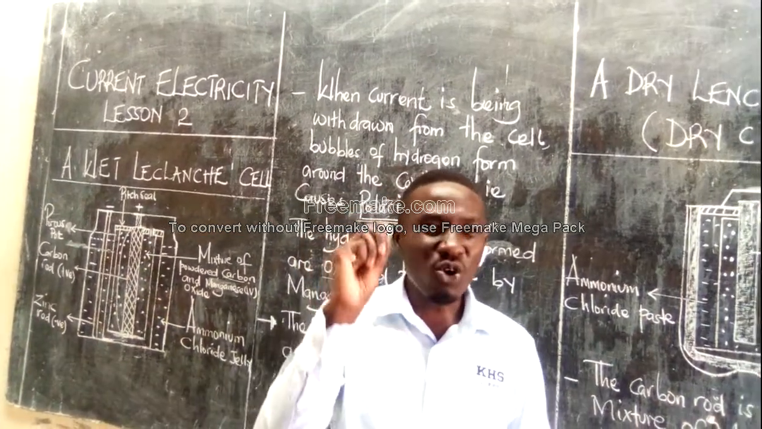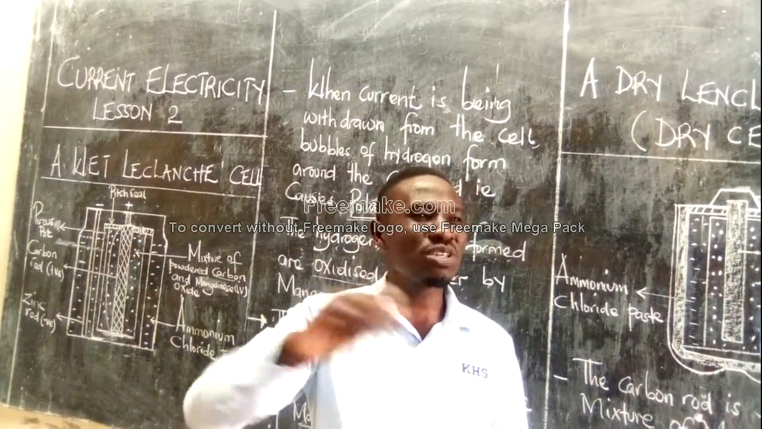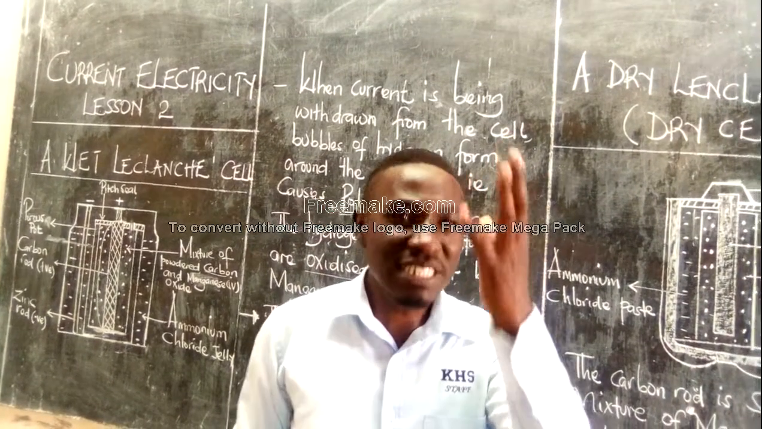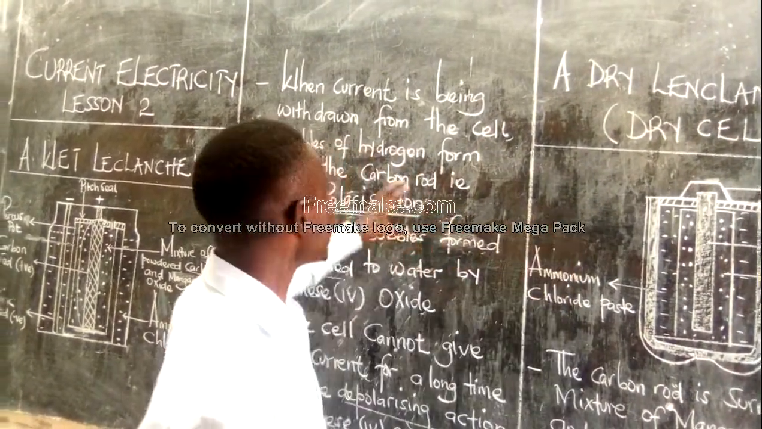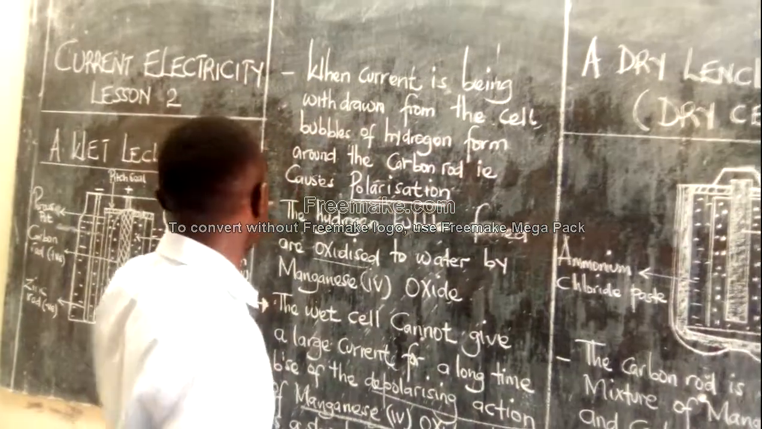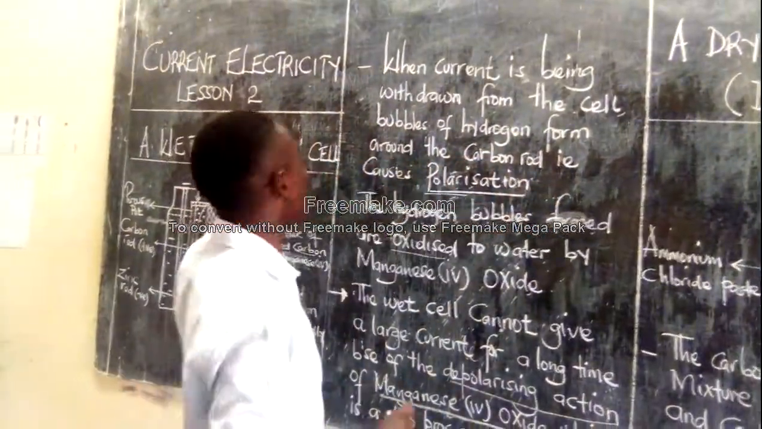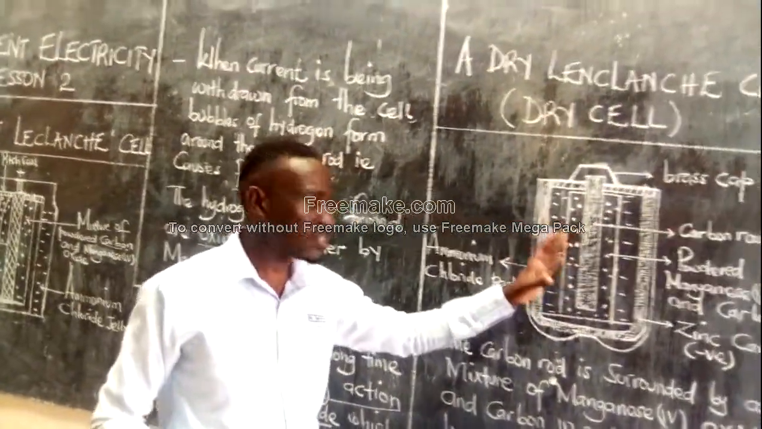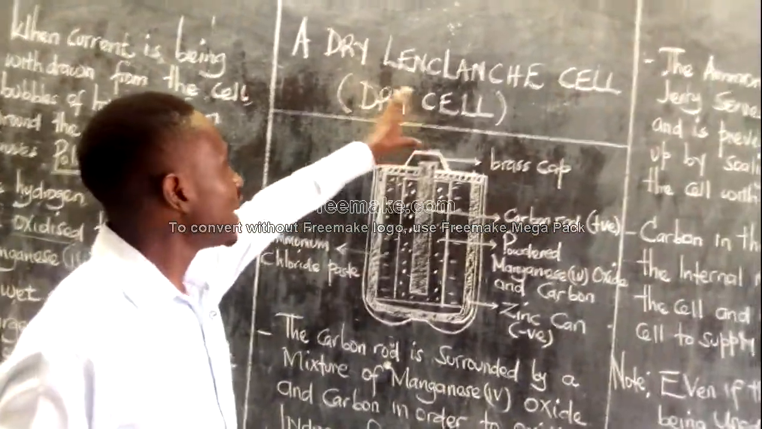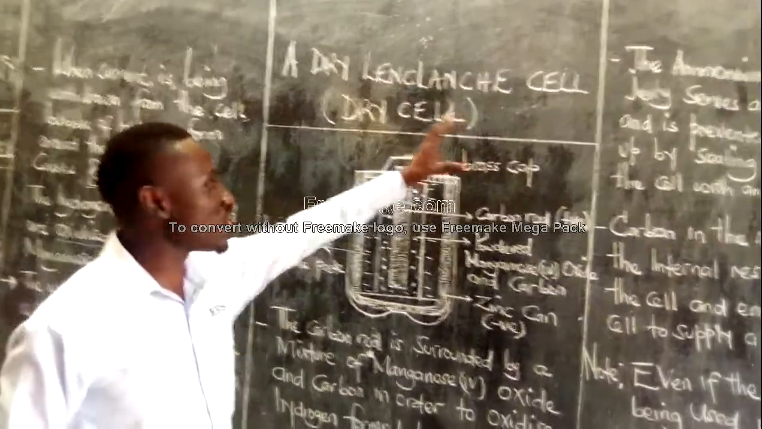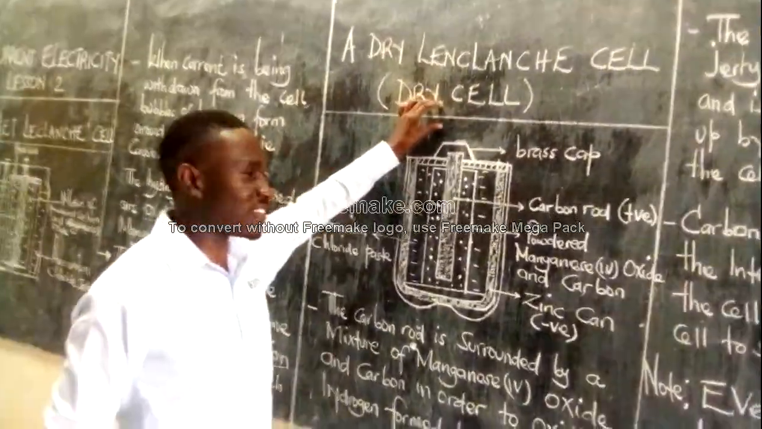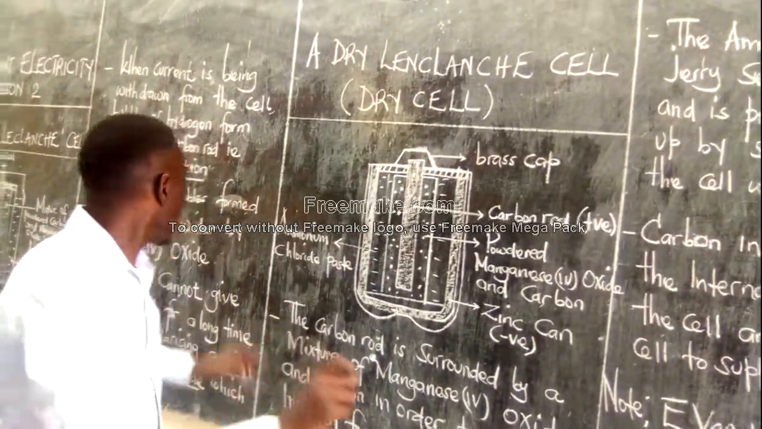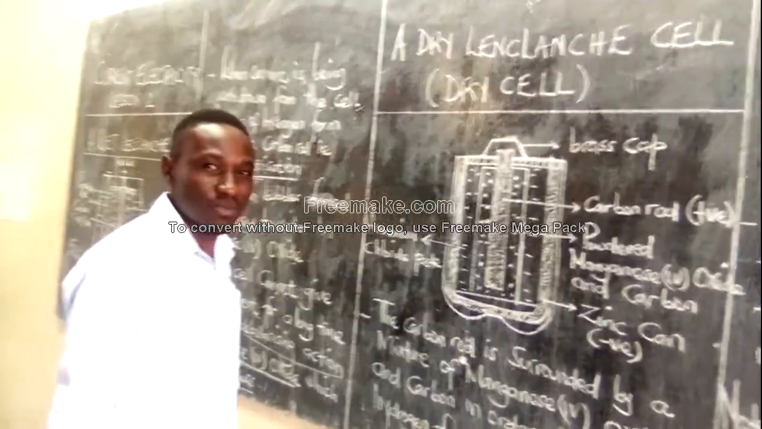So those are called Lasonic, Panasonic, those are dry cells. Those dry cells were brought in to solve the problems or the disadvantages of a wet cell. Ladies and gentlemen, boys and girls, let's look at what we call a dry Leclanché cell, or a dry cell. This is simply a modification of a wet cell.